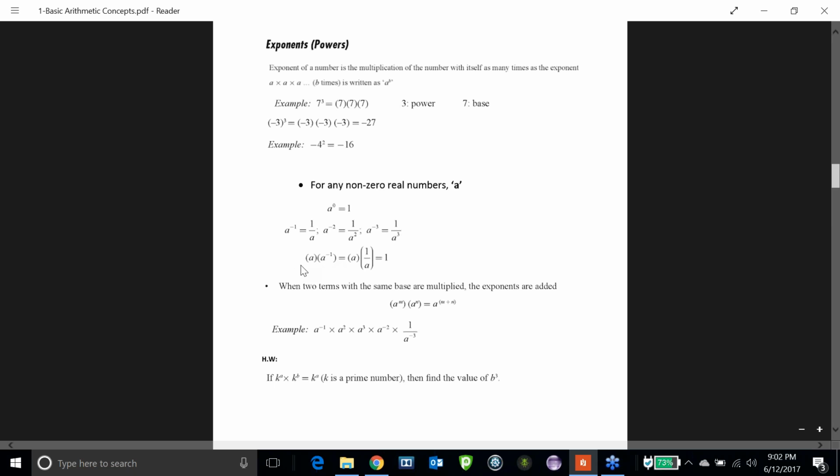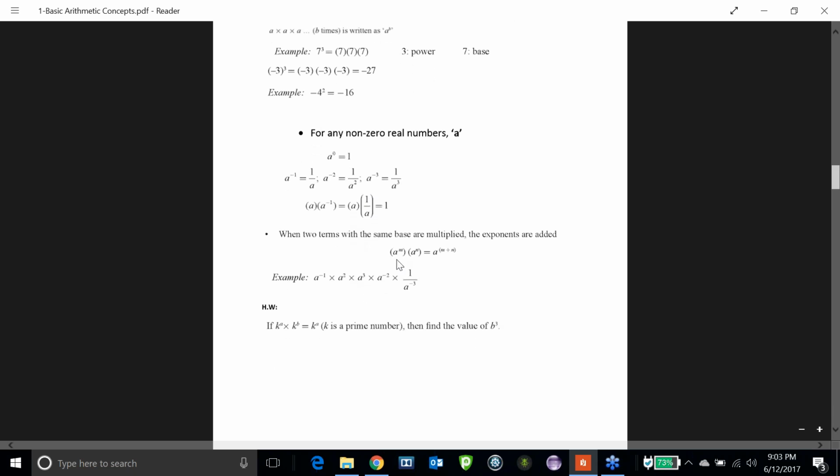And a into a to the power of minus 1 is equal to 1. A into a inverse. A to the power of minus 1 is nothing but a inverse. So 3 into 1 by 3. What happens? 3 cancels and it will become 1.